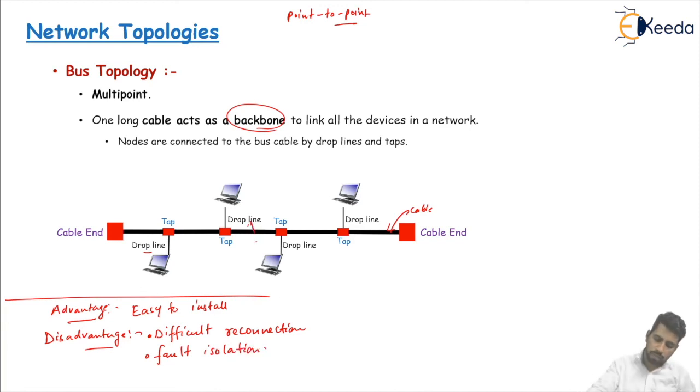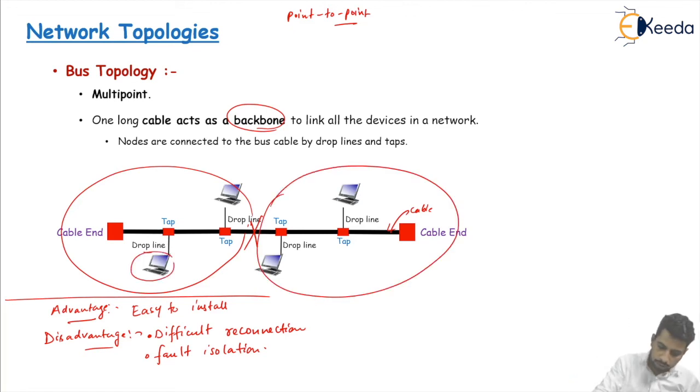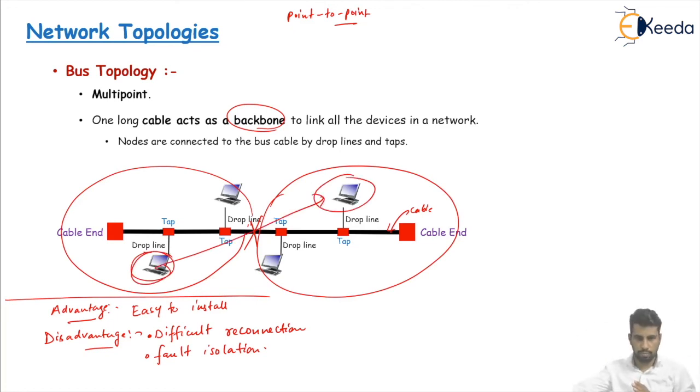If the link breaks from here, the devices on this side and the devices on that side are split into two parts. If this particular device sends a message to that device, the message does not reach it, because there is a link break in between. So our backbone cable is also a disadvantage in the bus topology. If the backbone cable breaks down, the network becomes divided into two parts, and that is the main problem.